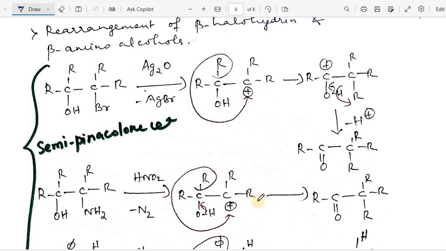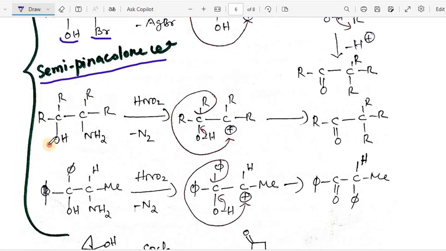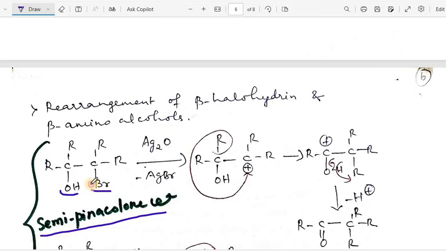And if there are no diols, and instead there are beta halohydrins or beta amino alcohols, the substrates will undergo the same type of rearrangement similar to Pinacole-Pinacolone, and it is called semi-Pinacolone rearrangement. Instead of 2 OH, we will have OH and Br, or any halogen. And also instead of 2 OH, we will have OH and NH2. So first the leaving group will be the Br.